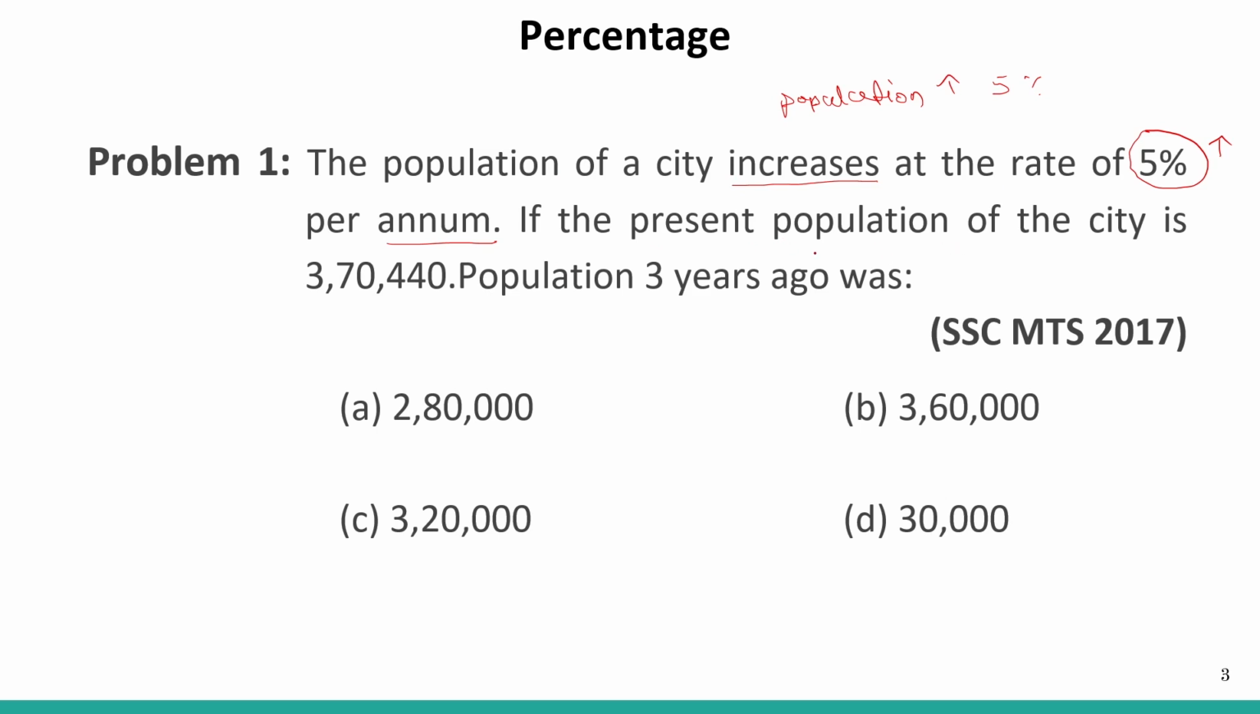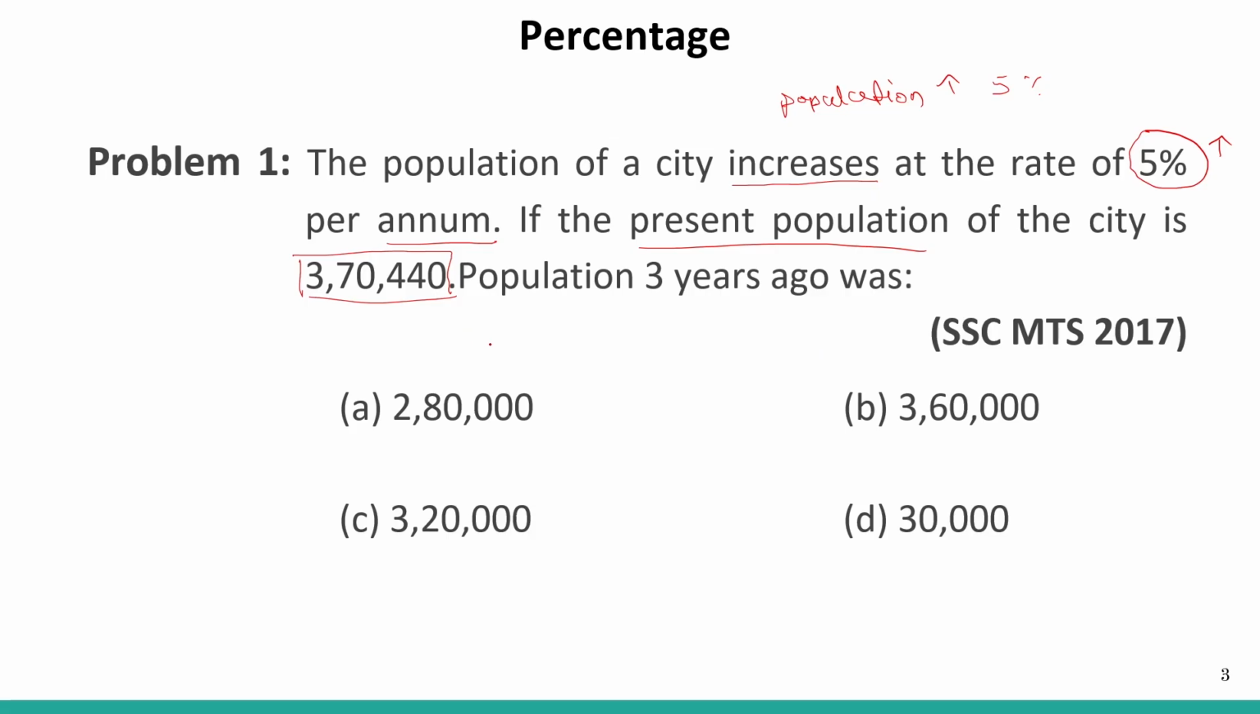If the present population of the city is 370,440, what was the population 3 years ago? There are 4 options: 2,80,000, 3,60,000, 30,000 and 3,20,000. Only one of these is correct. Let's see which one among these is correct.